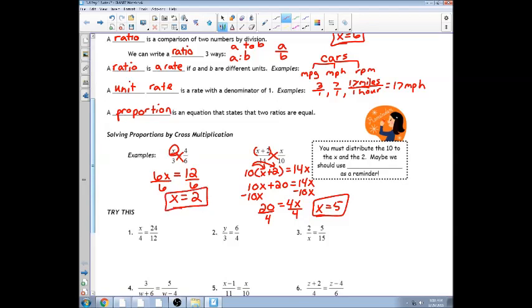Okay. You must distribute the 10 to the x and the 2. Maybe we should use, well, we already did this, but parentheses. We'd want to use parentheses there.